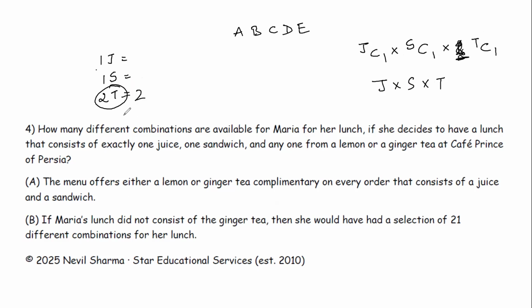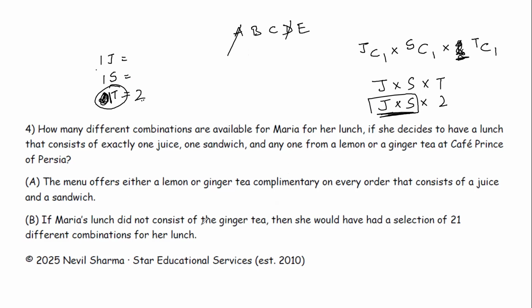So this we know is 2. T is 2, correct? She has any one of them, but there are 2 options for the T. So all we need to know is the outcome of this multiplication. A. The menu offers either a lemon or a ginger tea complimentary on every order that consists of a juice and a sandwich. Now, whether it's complimentary or someone has treated doesn't matter. We need to find out how many different combinations she's got. So A is not answering, B is not answering.